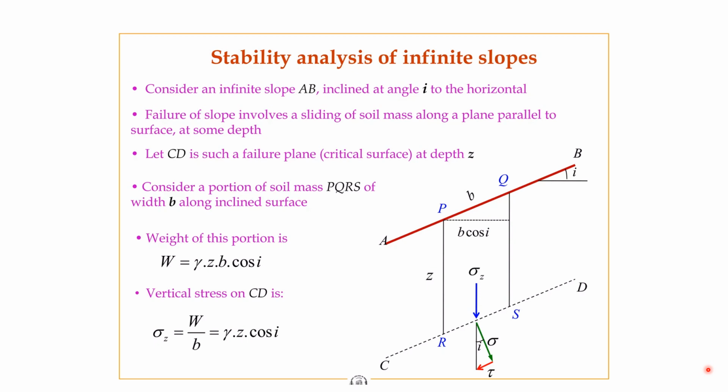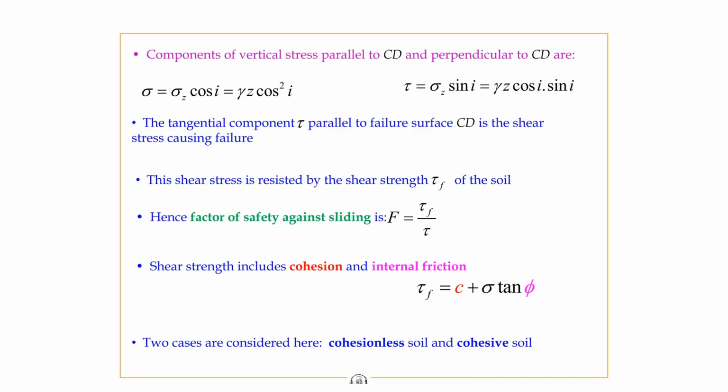Consider a portion of soil mass PQRS of width B along the inclined surface. So let us consider this is the portion of earth or soil mass with the width B. Weight of this portion is W, which is given by gamma Z B cos I. Vertical stress on CD is sigma Z equals W by B. So the components of vertical stress perpendicular to CD and parallel to CD are sigma equals sigma Z cos I equals gamma Z cos square I, and tau equals sigma Z sin I.